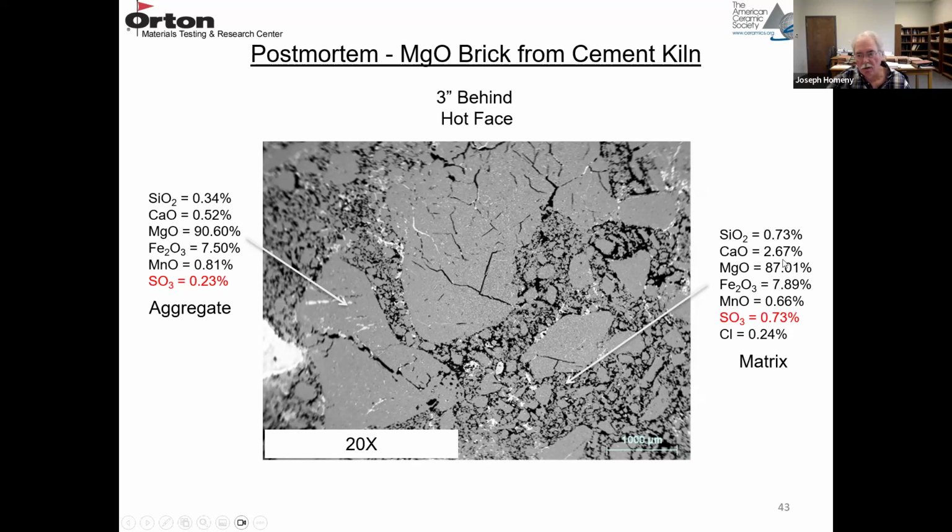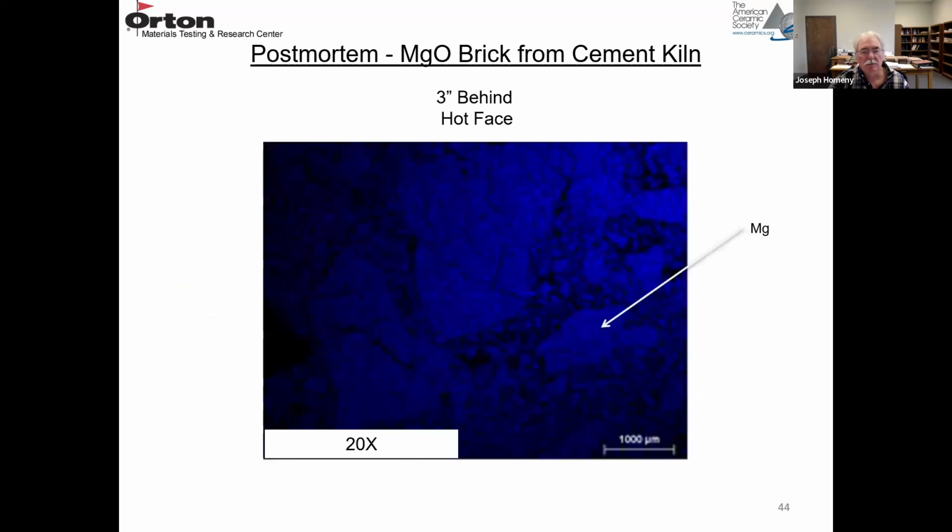And there's a little more lime in this material and a little more silica. And some additional sulfur is also present. So that's 3 inches behind the hot face. If you map that, the blue is the MgO. You can see a coarser aggregate and the finer aggregates in the matrix.